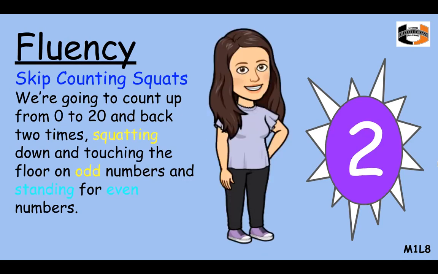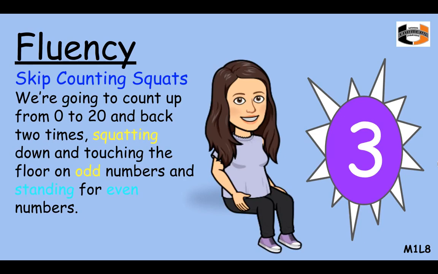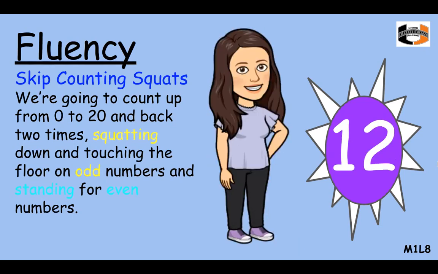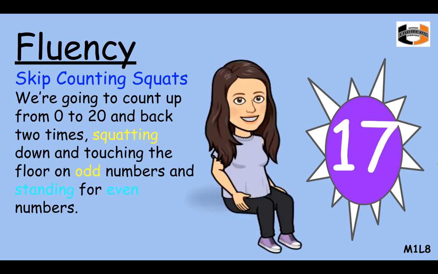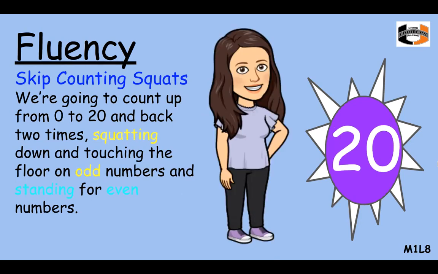1, 2, 3, 4, 5, 6, 7, 8, 9, 10, 11, 12, 13, 14, 15, 16, 17, 18, 19, and 20. Okay, so you're standing. 20 is an even number, so you're supposed to be standing right now. We're going to try it again, but we're going to go backwards.